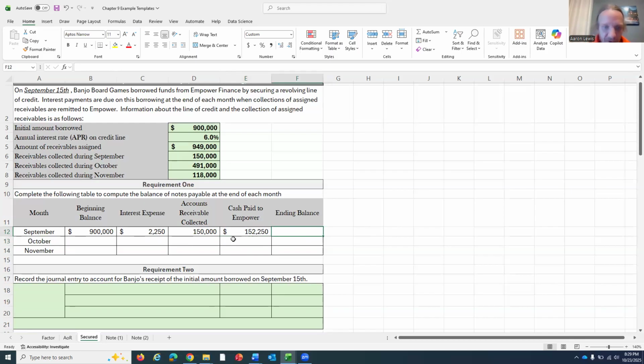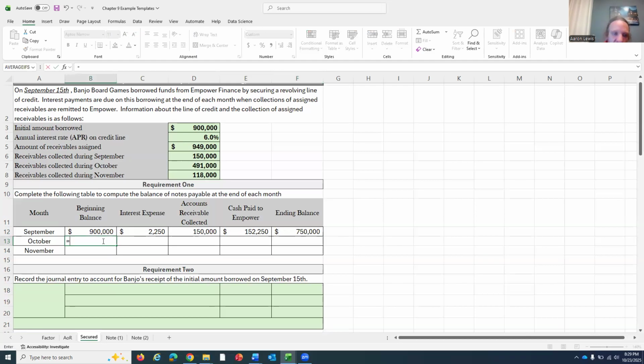Do I reduce this by 152,250? And the answer is no, because that 2,250 is Empower's finance charge. That's how lenders make money. We're only going to reduce the ending balance by taking the beginning balance and subtracting out the actual amount of receivables that we are remitting payment for. So $150,000 of the receivables get applied to this principal balance, knocking it down from 900,000 to 750,000.